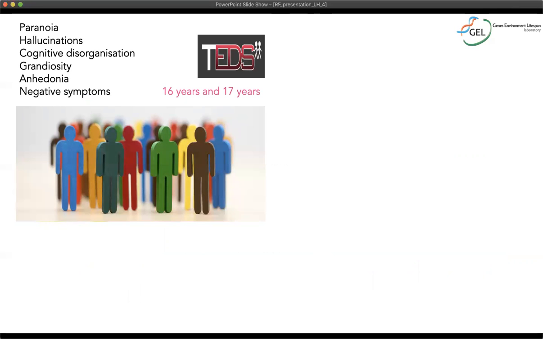The traits or phenotypes that I've been looking at are collectively termed psychotic experiences and negative symptoms. And this is thinking about the symptoms of schizophrenia as more mild manifestations in the general population. So these traits were reported at 16 years and 17 years in the Twins Early Development Study. And in the data set that I use, there's data from approximately 4,500 twin pairs at 16 and 1,500 twin pairs at 17.